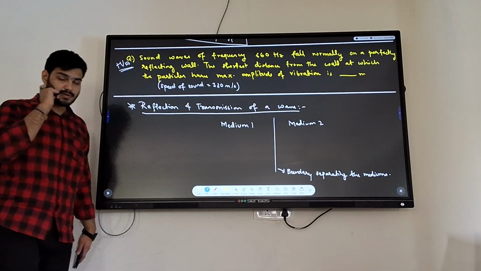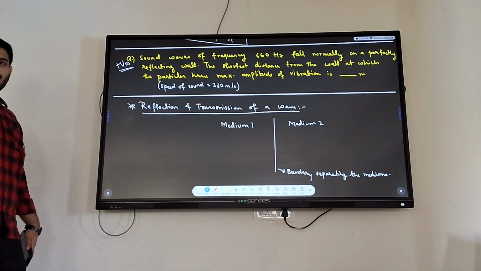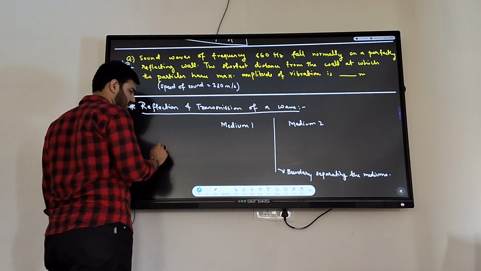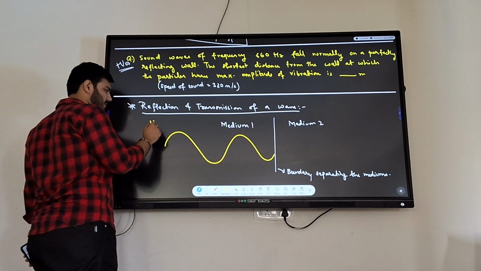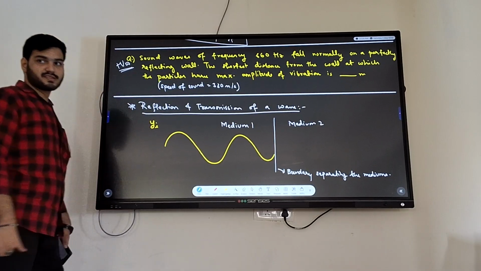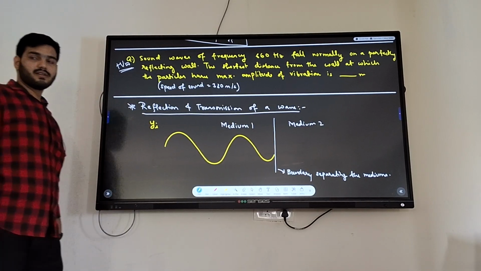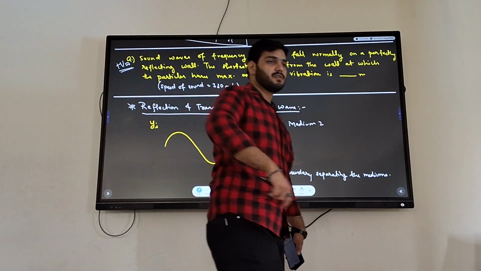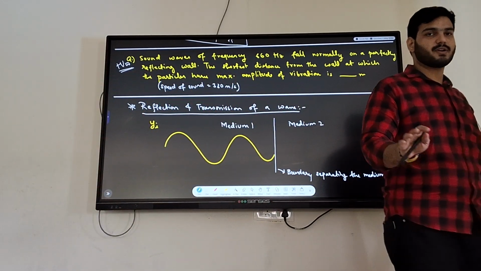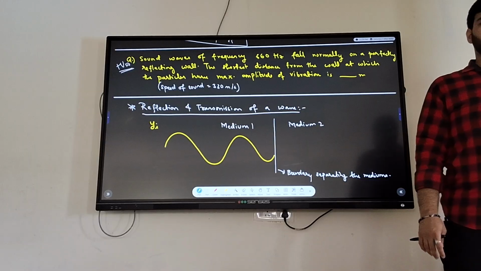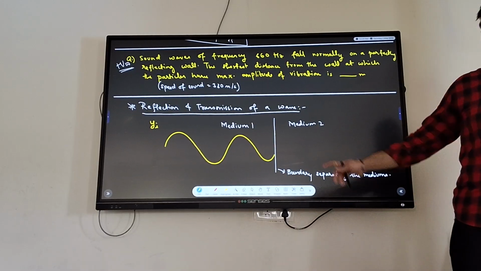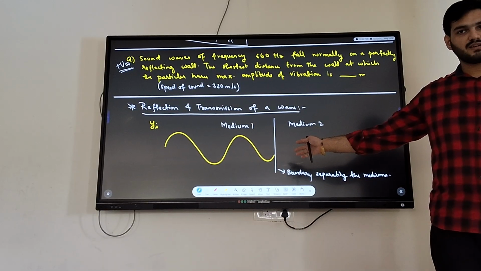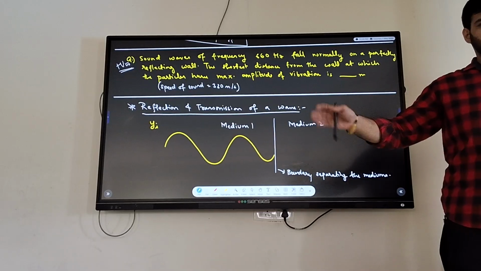Separated by some boundary, an incident wave comes, represented by yi, that is the incident wave. Even in ray optics, I told you that when a ray hits a surface separating two media, two things occur: partial reflection and partial refraction. Something like this will occur here as well: partial reflection and partial transmission.